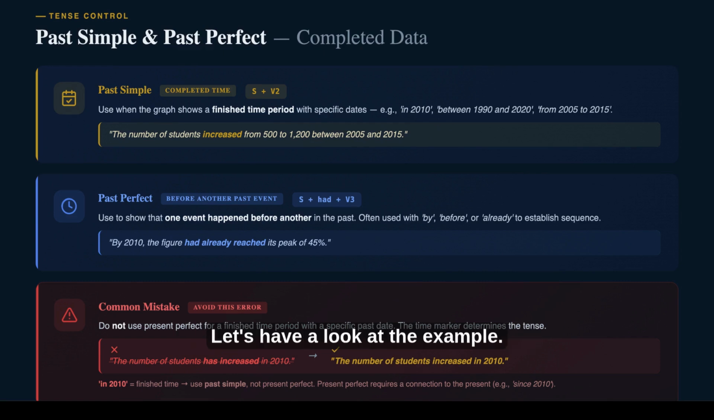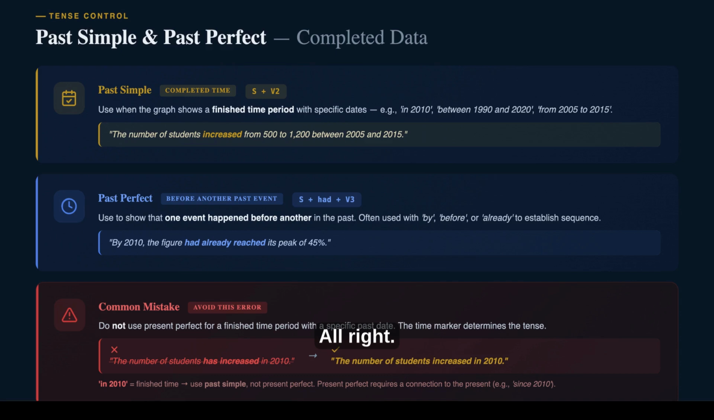Let's have a look at the example. By 2010, the figure had already reached its peak of 45%. So if you look at the verb phrase in blue, had already reached, that is past perfect with already. So we have had, already, and the past participle reached.